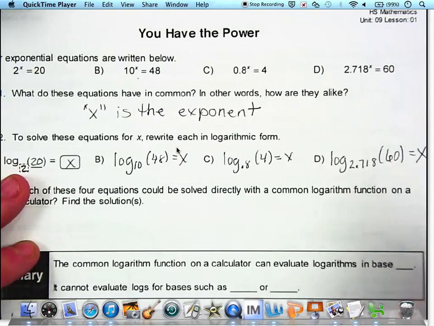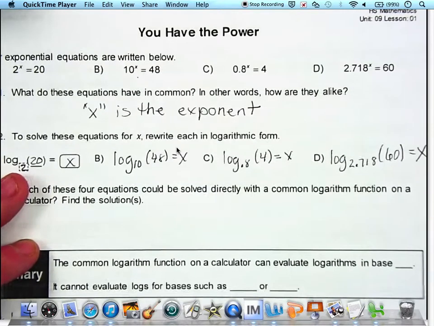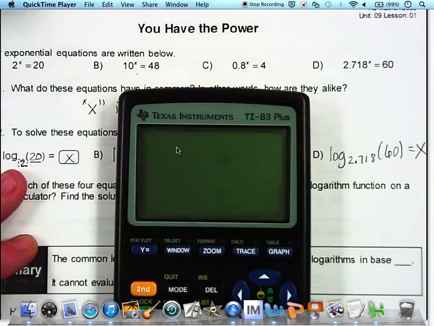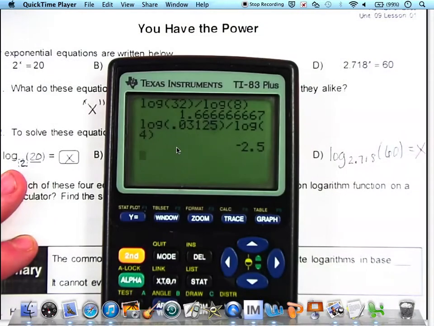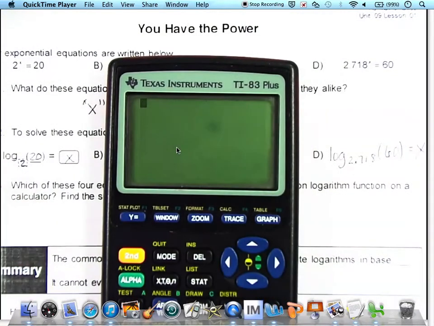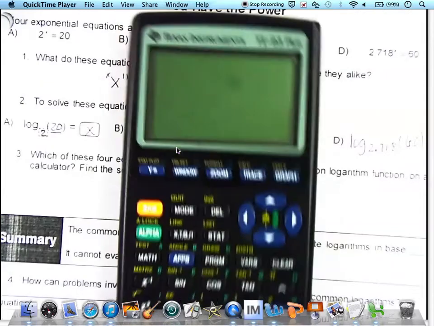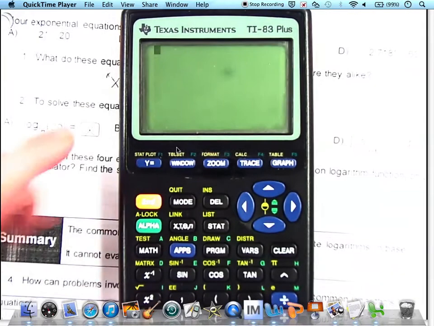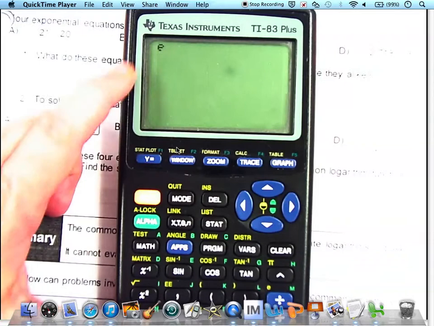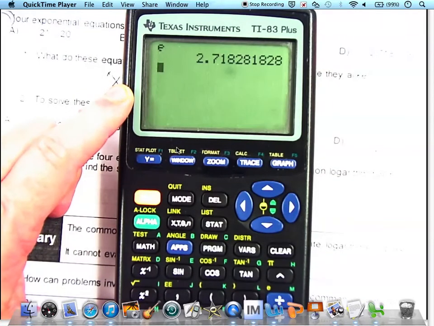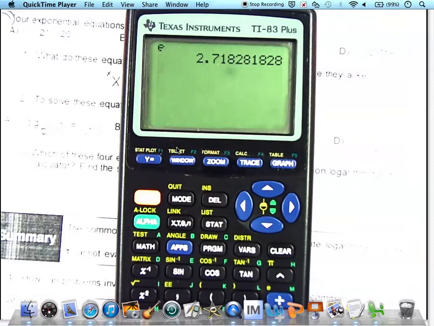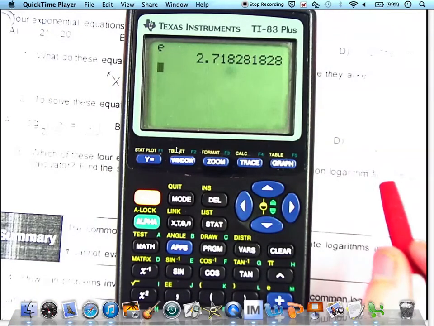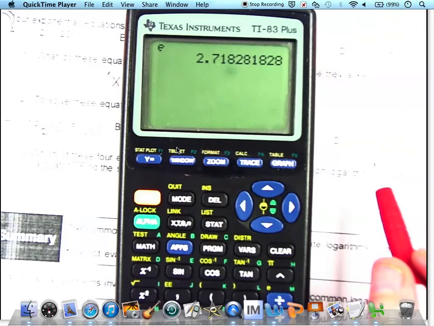Now this 2.718 is not a random decimal. It is what we call E. And E is right above the division sign on your calculator. So if you do second division, it gives you a little E, and push enter, 2.718281. So could you do that one? No, it's a base, so we can't. But if we could do different bases on the calculator, then yes.